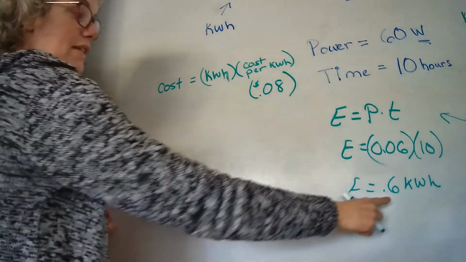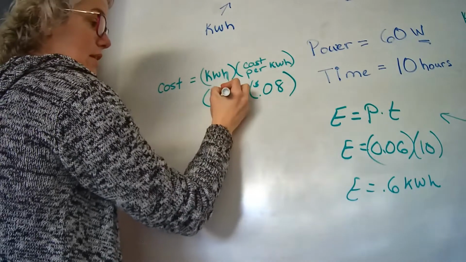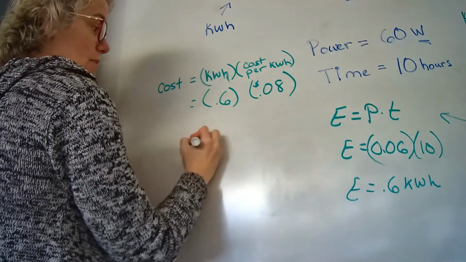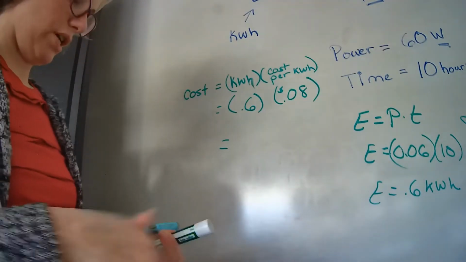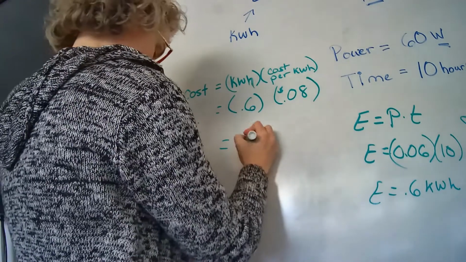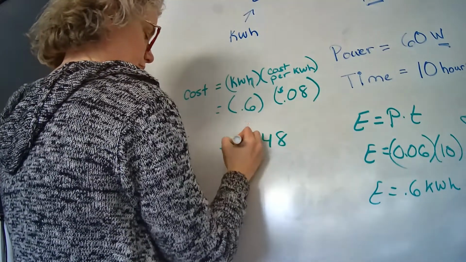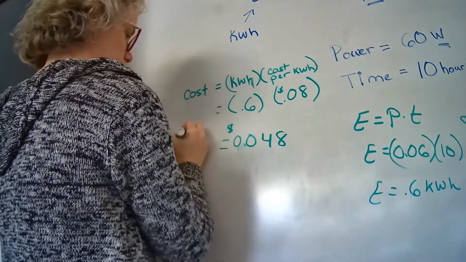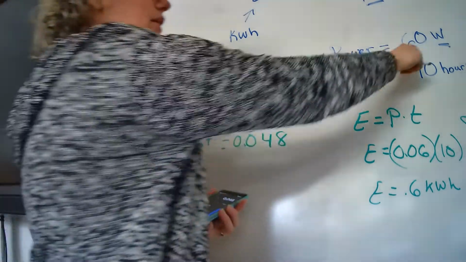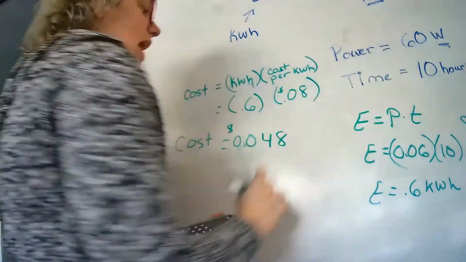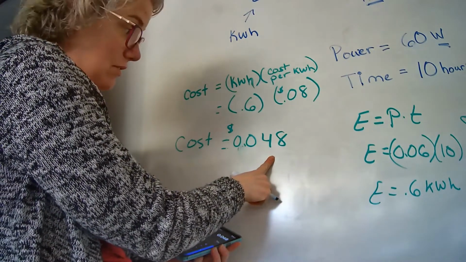So in this case, the kilowatt hours was 0.6. That means my overall cost would be 0.6 times 0.08, which is a little bit over 4 cents. So to run my 60-watt light bulb for 10 hours, it will cost me a little less than 5 cents.